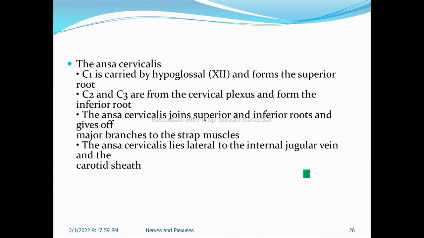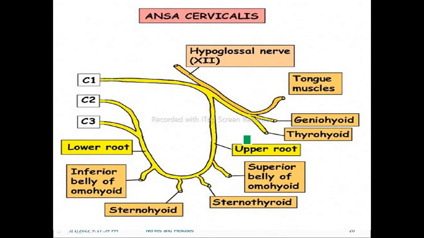C1 is carried by the hypoglossal nerve and forms the superior root, and C2 and C3 are from the cervical plexus and form the inferior root. Ansa cervicalis joins the superior and inferior root and gives off major branches to the strap muscles, that is infrahyoid muscles. Ansa cervicalis lies lateral to the internal jugular vein in the carotid sheath. So this is a very important picture.